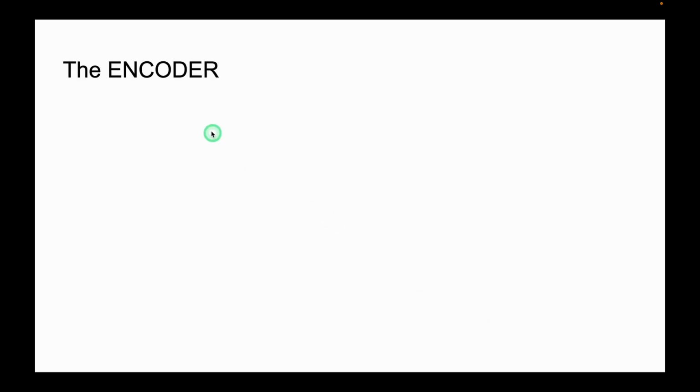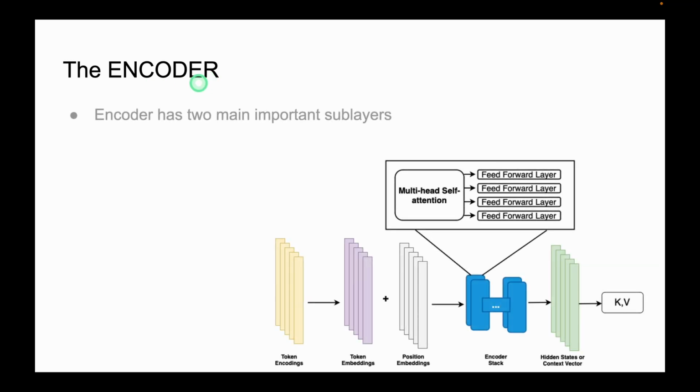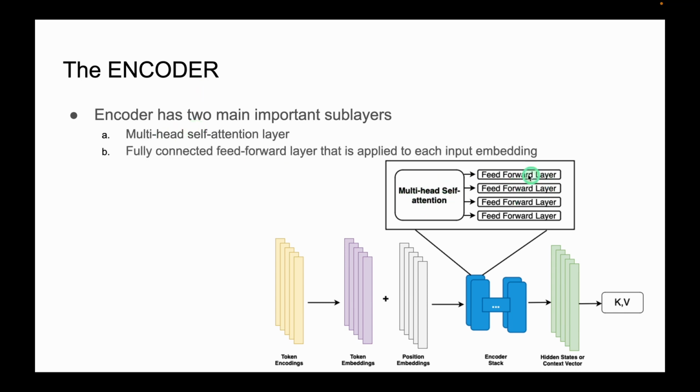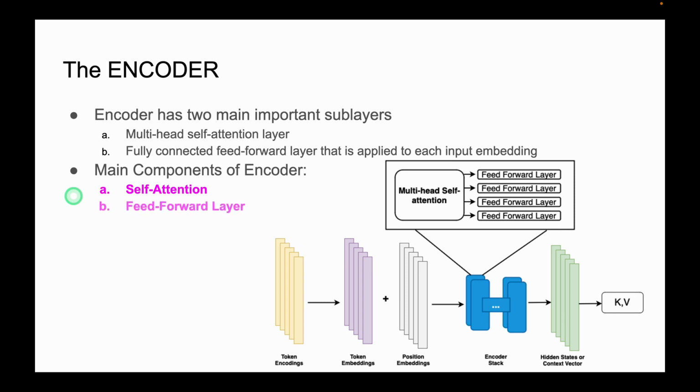Now, let's look into the working of the encoder in more detail. A typical encoder has two important sublayers, namely a multi-head self-attention layer and a fully connected feed-forward layer that is applied to each input embedding. This figure depicts the architecture of an encoder. To understand an encoder, we have to learn about the building blocks or components that make up an encoder. There are 5 important components of an encoder, namely self-attention, feed-forward layer, layer normalization, positional embeddings, and classification head.